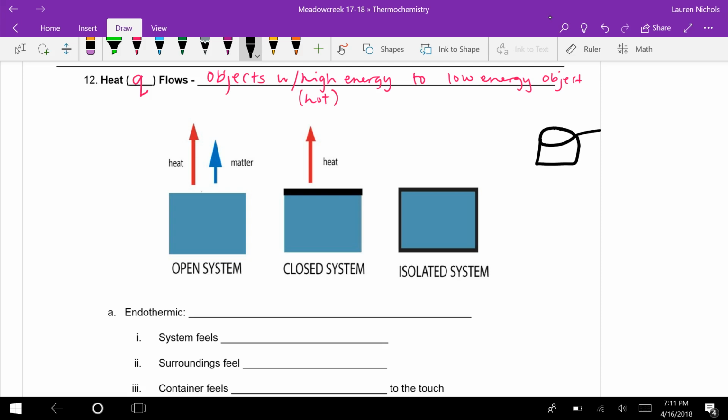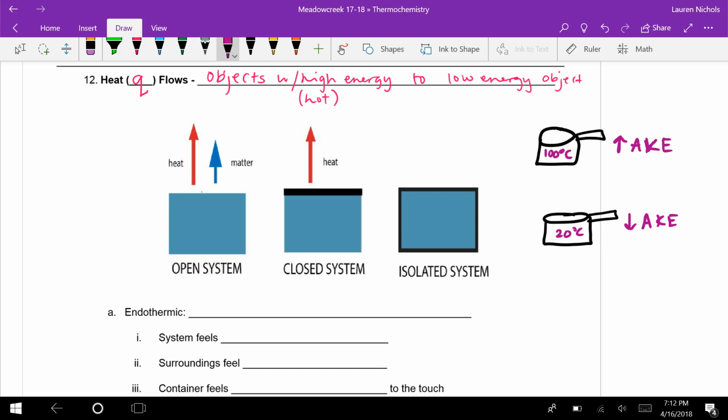So for example, if we have two pots, here's pot number one, and we have pot number two. Let's say pot number one is at 100 degrees Celsius and pot number two is at 20 degrees Celsius. Our temperature measures energy, average kinetic energy. So we would say that this has high average kinetic energy, and that this one has low average kinetic energy.